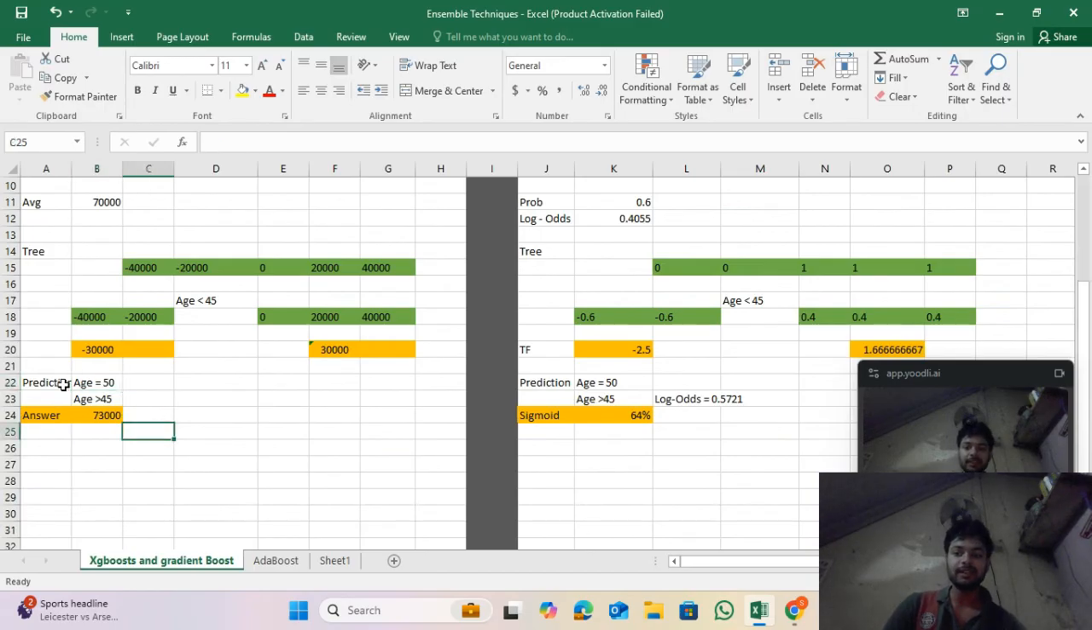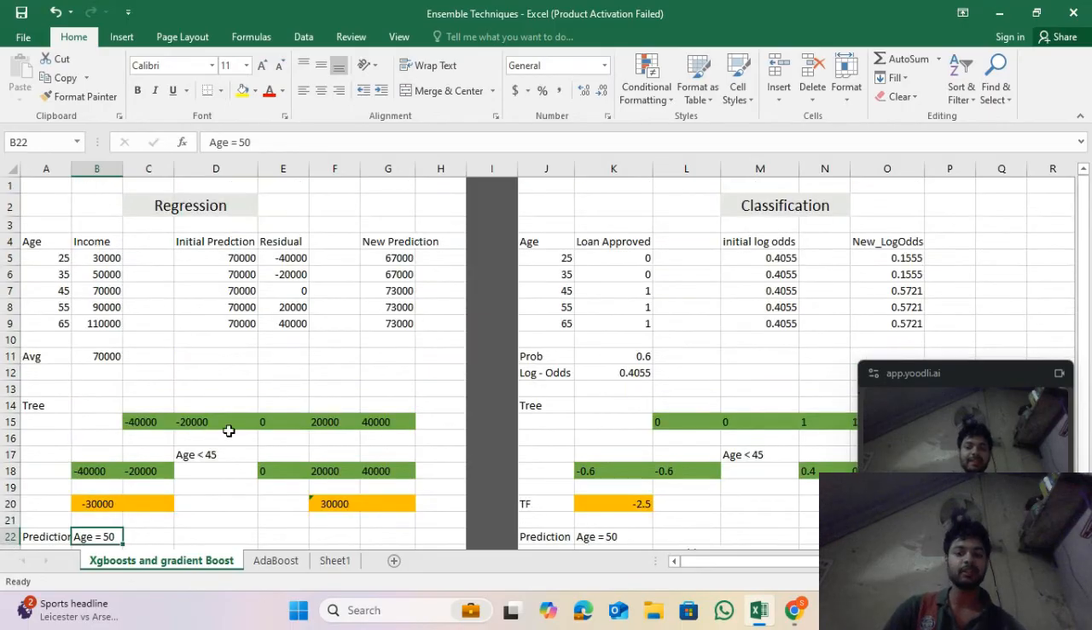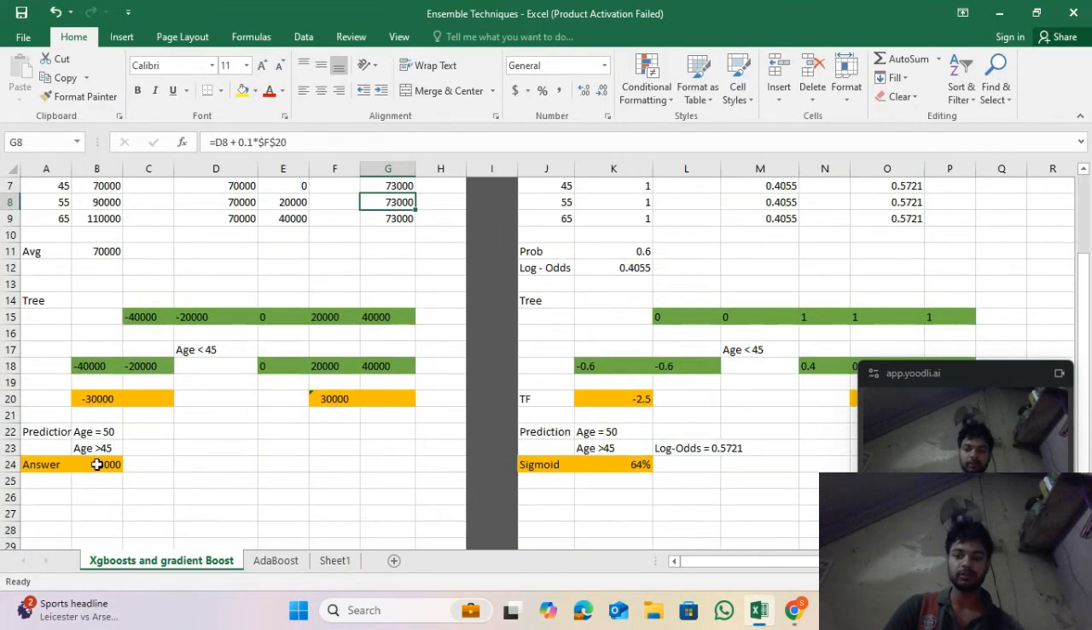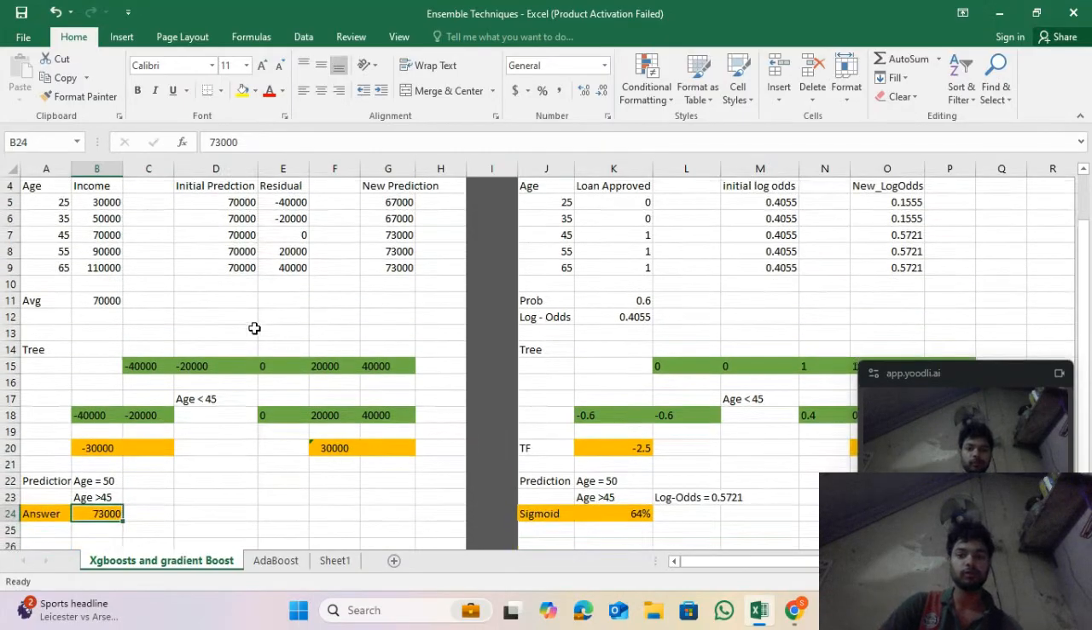For simplicity, let's start with predicting age equals to 50. Age equals to 50 is greater than 45. So your new prediction was 73,000. So the answer will be 73,000. When you build more trees, you will come closer and closer to the appropriate value.